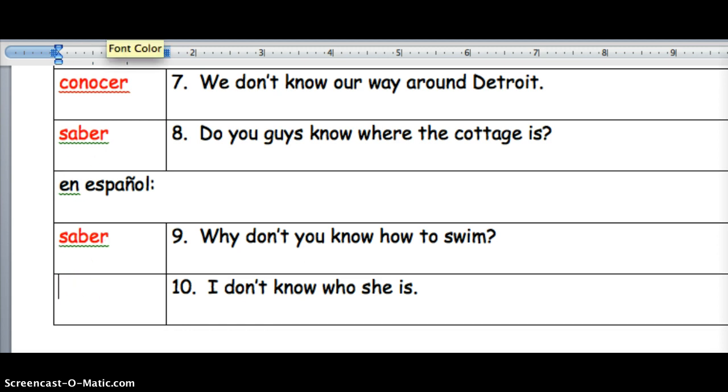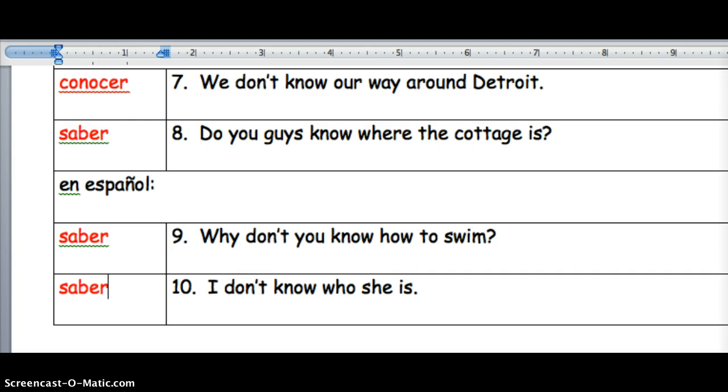I don't know who she is. You're not saying you don't know her, which you probably don't know her if you don't know who she is, but you're just saying, I don't know the information. I don't have that fact of who she is in my brain. So you would want a form of saber.